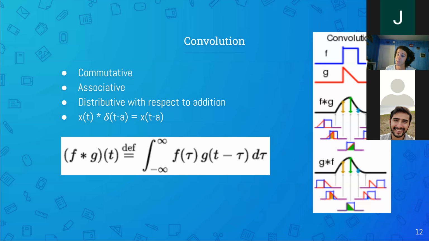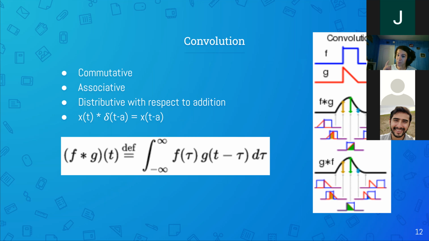It's commutative, it's associative, and it's distributive with respect to addition. So it's commutative. If you have f convolve g, that's the same thing as having g convolve f. It's not like matrices. It doesn't matter what order you do it in. It's associative. So if you have f convolve g, in parentheses, and then convolve h, that's the same thing as having f convolve g convolve h. So again, it doesn't matter what order you do different convolutions in. And then it's also distributive. So it's like multiplication, right? You have f convolve g plus h is the same as f convolve g plus f convolve h.